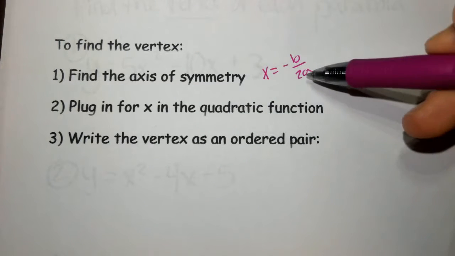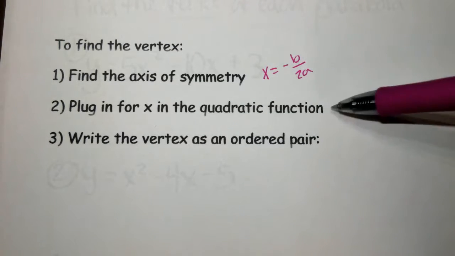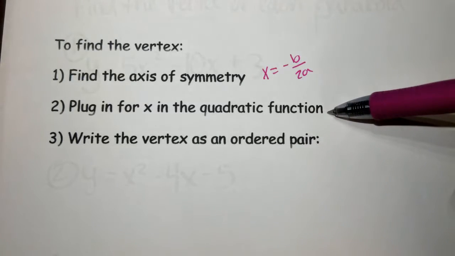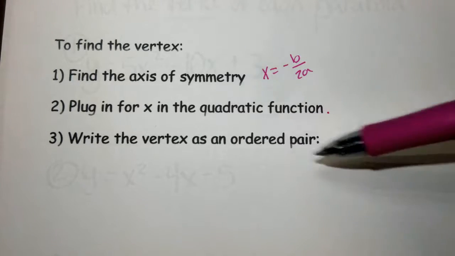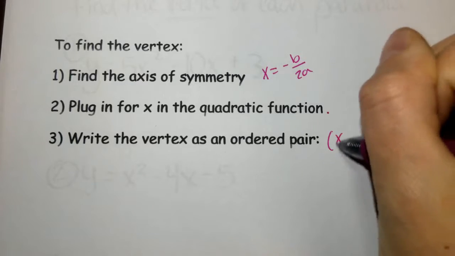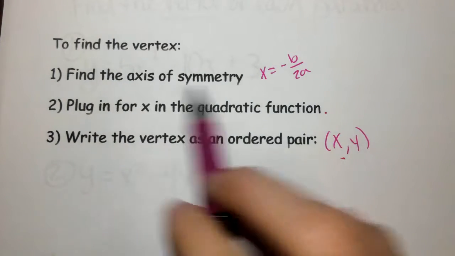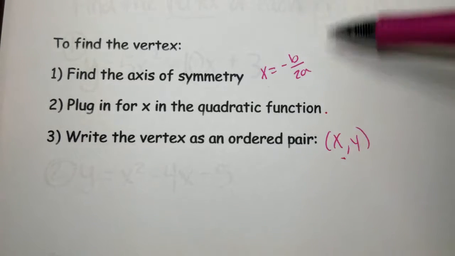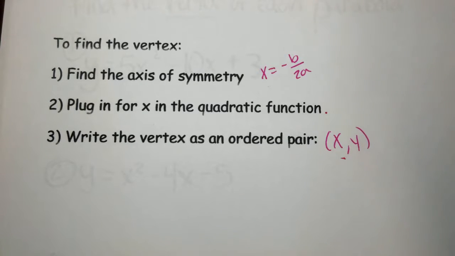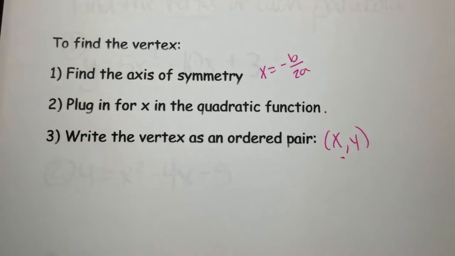And once we have this x value of the axis of symmetry, we'll plug that x back into our quadratic function. And then you're always going to write your vertex as an ordered pair. It's an x, y value because it's referring to one point on the graph, whereas the axis of symmetry is referring to one imaginary line at that midline of the parabola. So take a second, pause the video, and write these down.